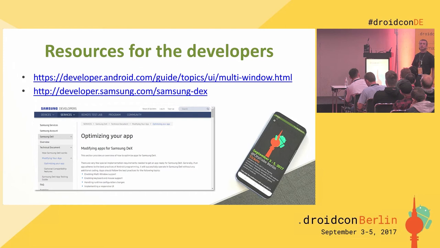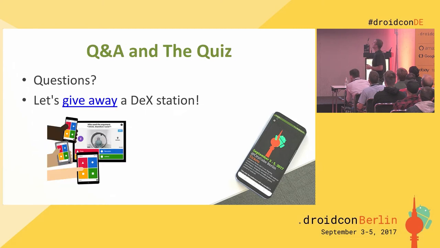But in case you need some hand-holding, go to developer.samsung.com, and we have a really nicely put together developer guide that's actually built by colleagues from Vancouver. In that guide, step by step, we point you to the most important parts of your app optimization for the desktop mode. And that's it. There are no other resources.